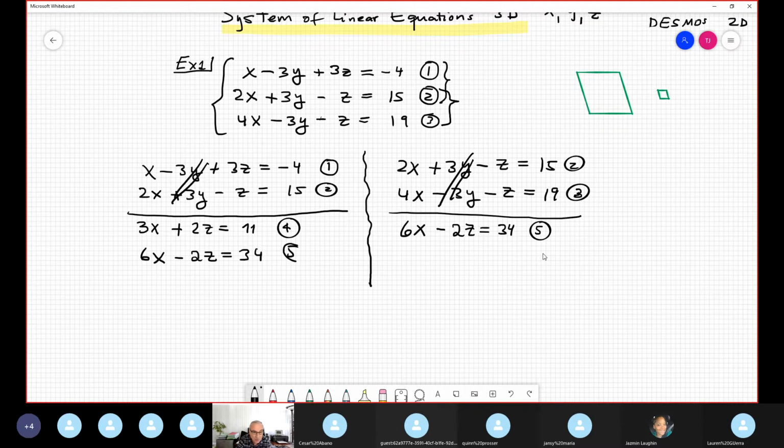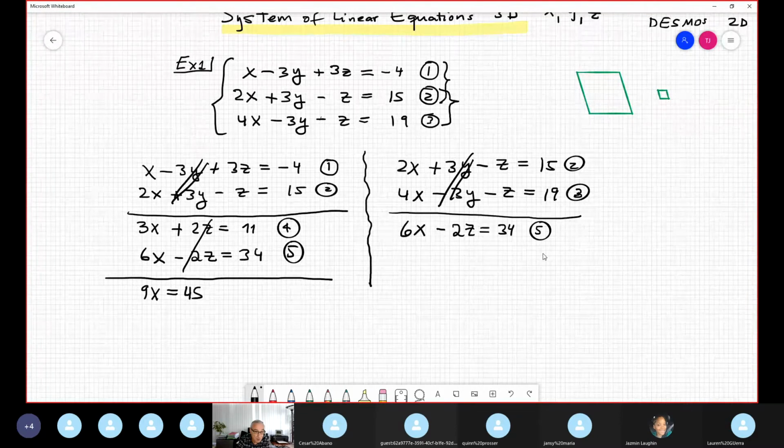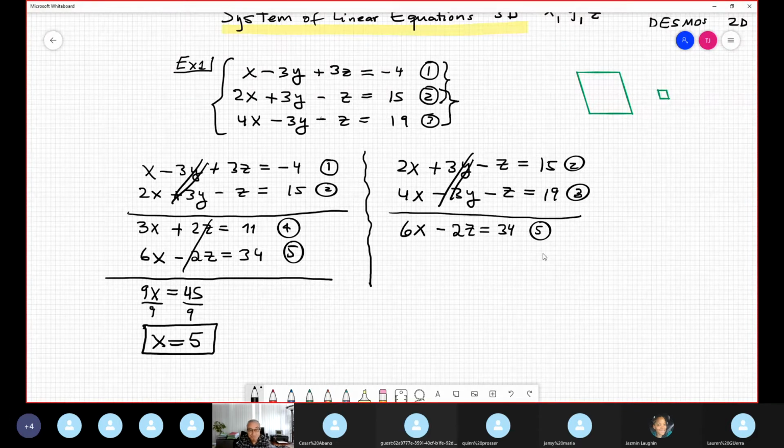You put together. In this case, by coincidence, z will be eliminated. So I created this example, super elementary. In this case, it's ready for elimination, and we have 9x equal 45. Divided by 9, x equals 5. At least we have in my hand the x value.